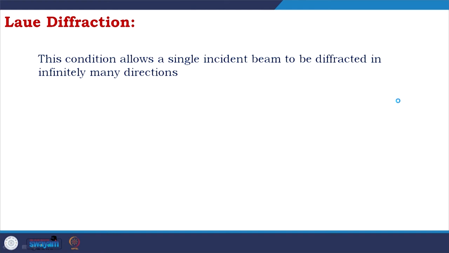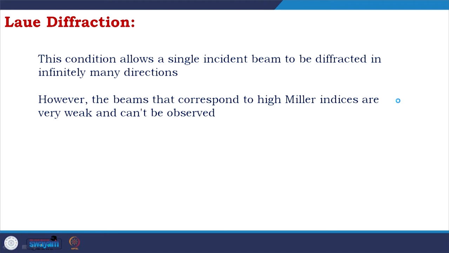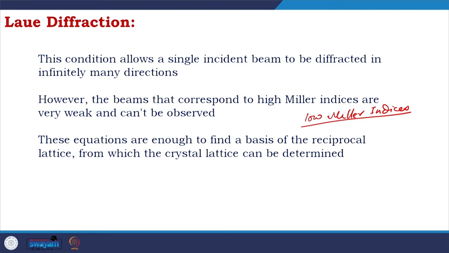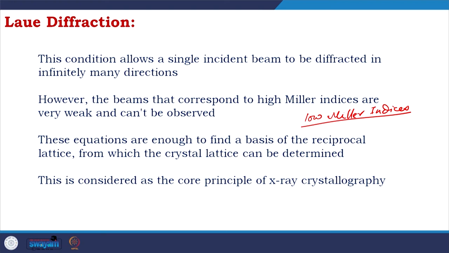This condition allows a single incident beam to be diffracted in infinitely many directions. However, the beams that correspond to high Miller indices are very weak and cannot be observed. So, the beams with low Miller indices are important, or can be measured. These equations are enough to find a basis of the reciprocal lattice from which the crystal lattice can be determined. So, you could get each from the other. This is considered the core principle of X-ray crystallography. So, you know the condition.